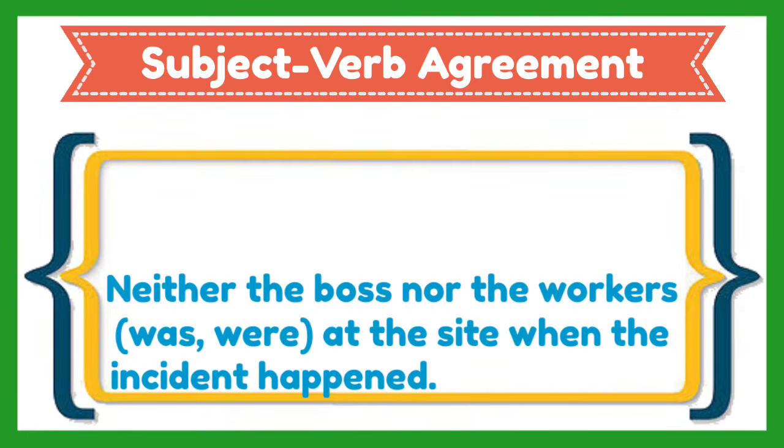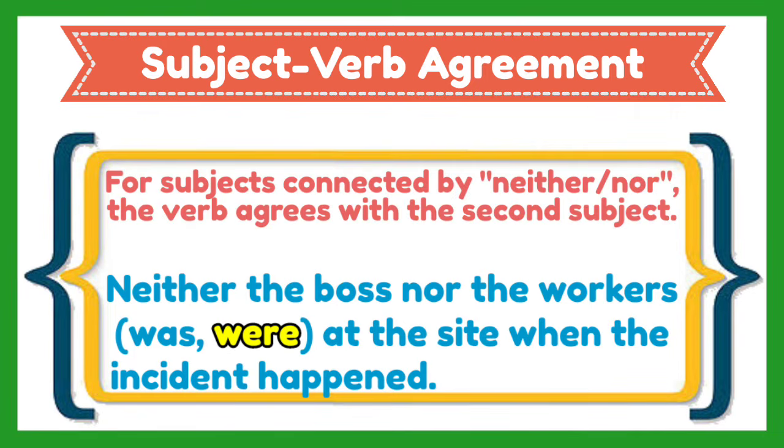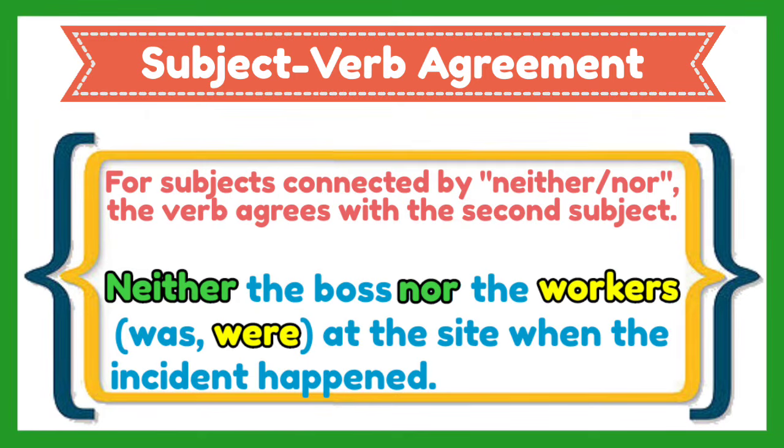Next, neither the boss nor the workers were at the site when the incident happened. The correct answer is were. Why? Here's the rule. For two subjects connected by neither nor, the verb agrees with the second subject or the one closer to the verb. In the sentence, the subject that is closer to the verb is workers, and it is plural. That is why the plural form of the verb were is used. We have to disregard the first subject, which is boss.